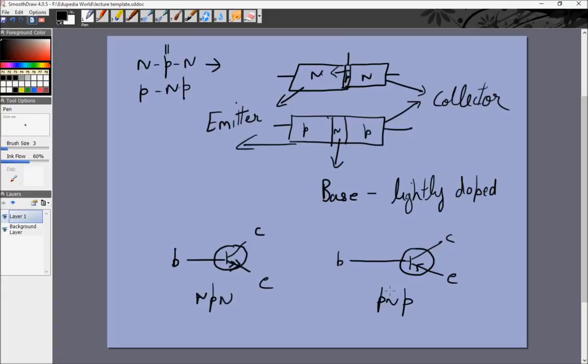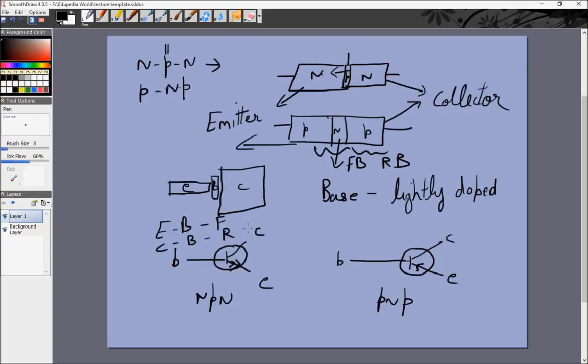Usually the emitter base contact is much smaller than the base collector contact, and a realistic diagram would look something like this. Emitter, base, collector. The contact area between the base and the collector is generally higher. In the normal operation of the transistor, the emitter base junction is forward biased, and the base collector junction is reverse biased. This is something you need to remember. Emitter base is forward biased and collector base is reverse biased.